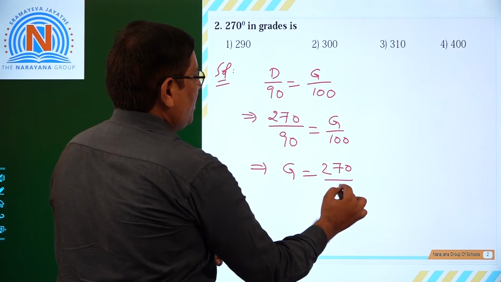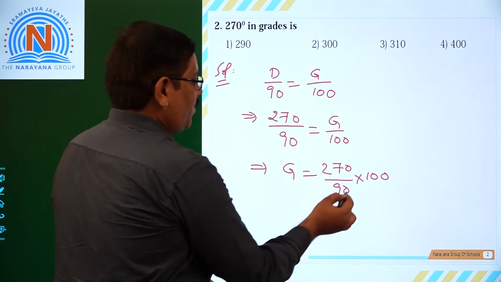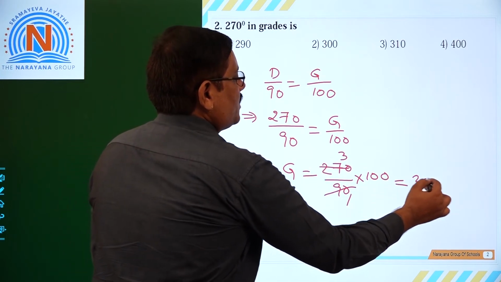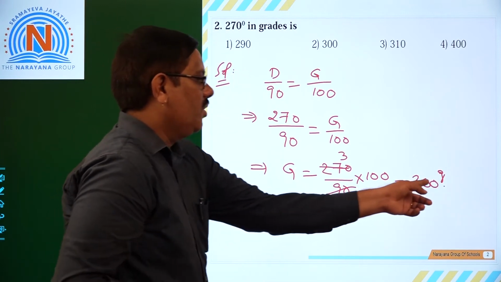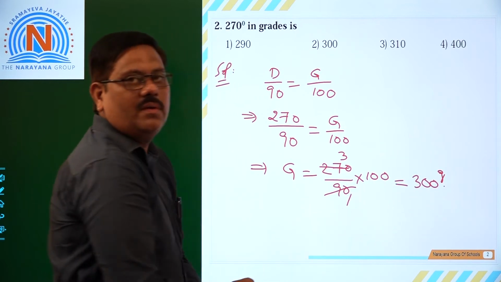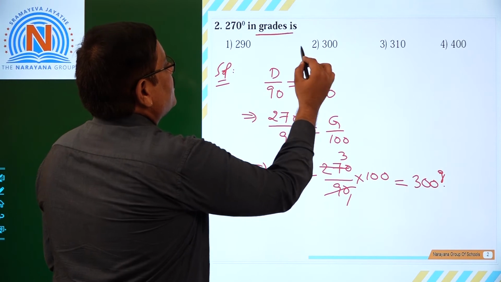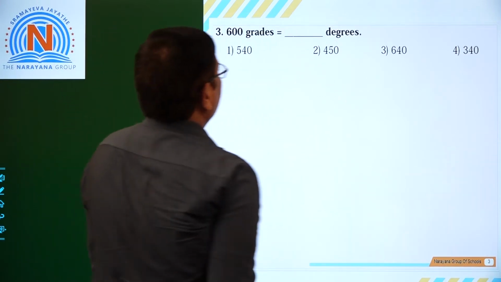270 by 90 times 100. If you simplify, 9 ones are 9 and 9 threes are 27. So that is 3 into 100, that is 300. As it is grades, the unit for that is 300 grades. We will write it as capital G. So as he is saying 270 degrees in grades, the answer will be the second option. Now let us move to the next question.